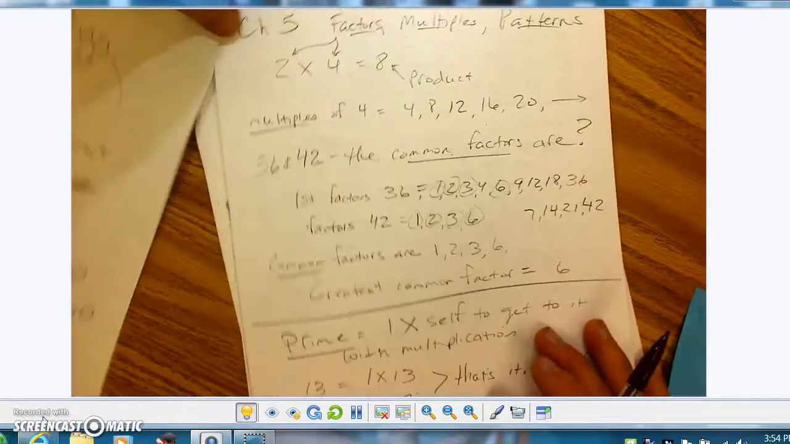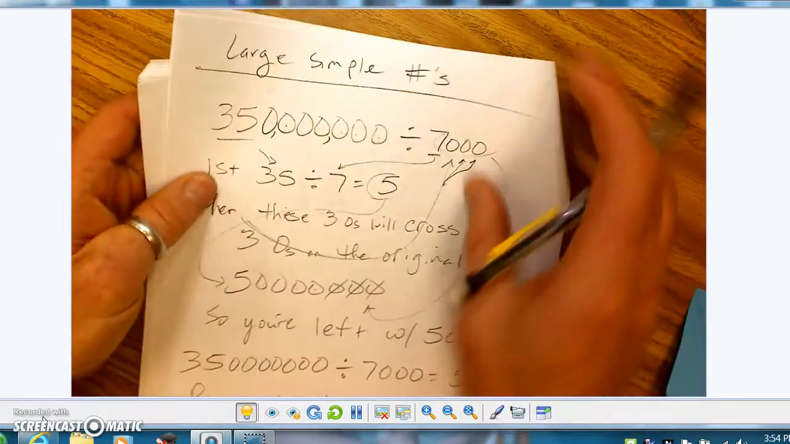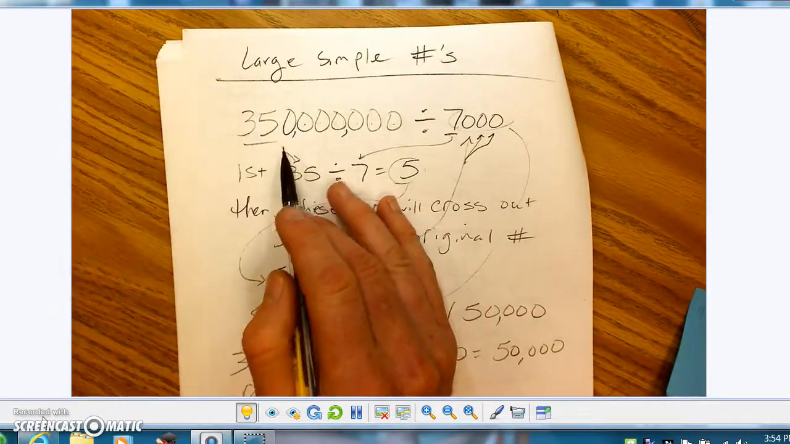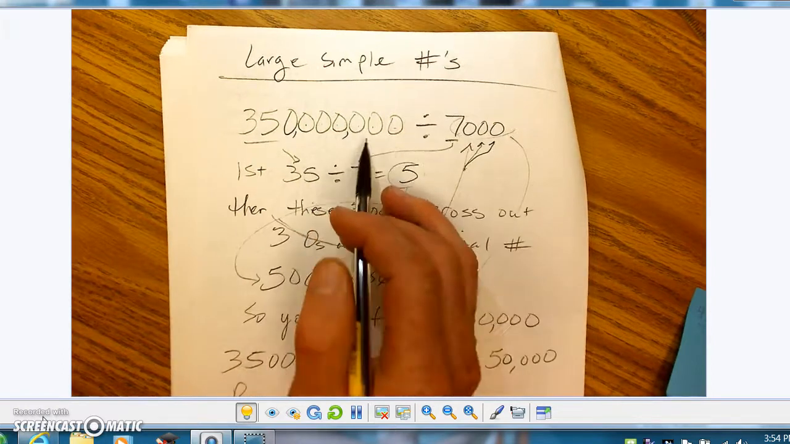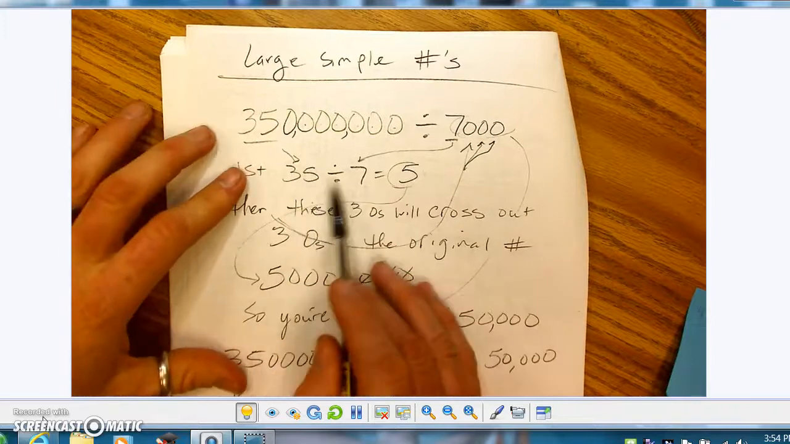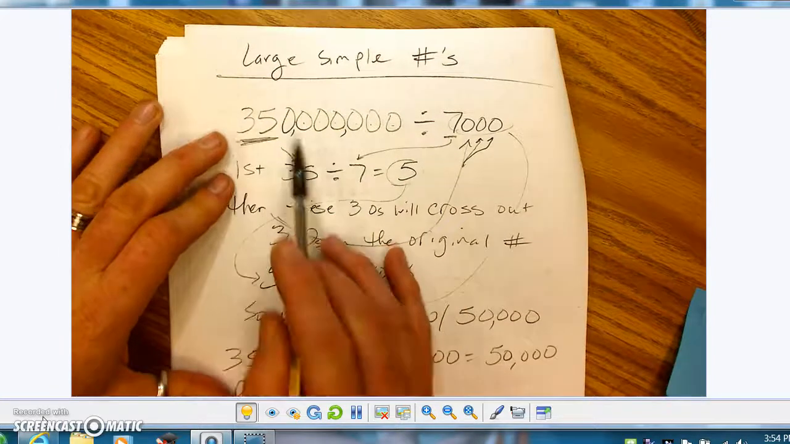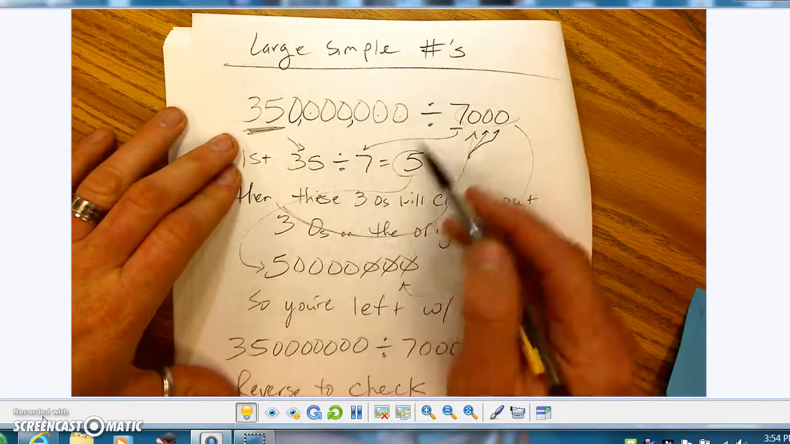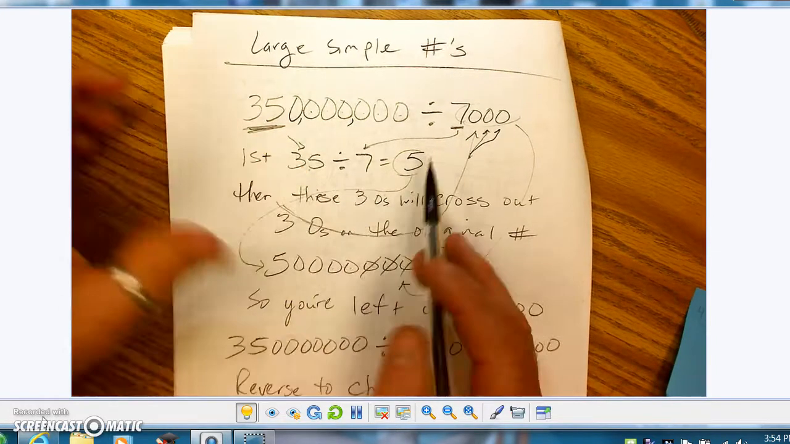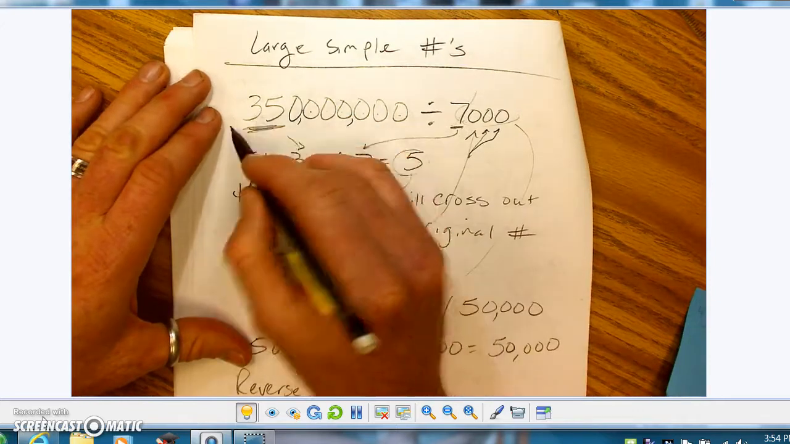Alright. What about big number division? So we have this super big number, 350 million divided by 7,000. Well, what's the easy part? First, look at your 35 and your 7, right? 35 is a multiple of 7. So do that first. 35 divided by 7 is 5. Okay, we're done with that.